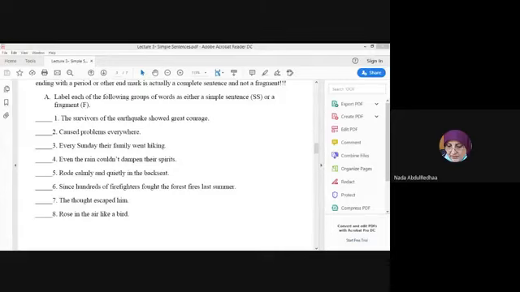What do you think? Is it a sentence, a complete sentence, or is it what? A fragment?